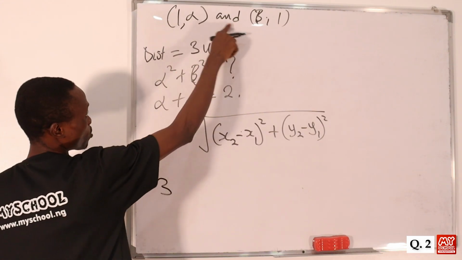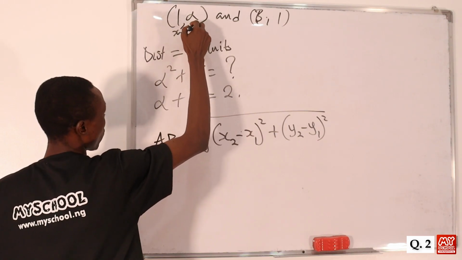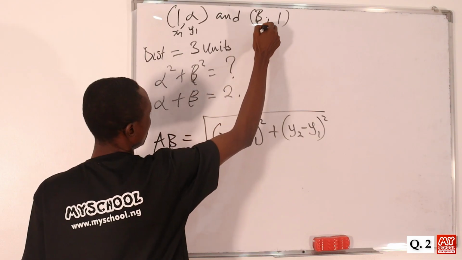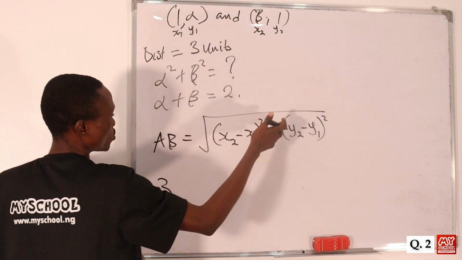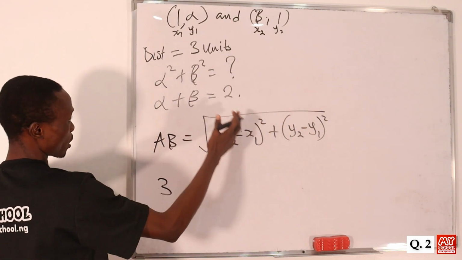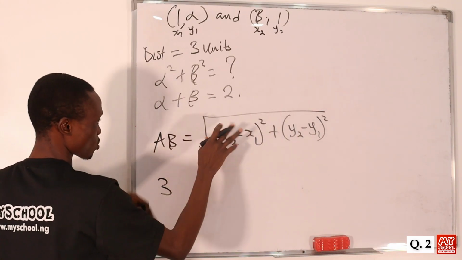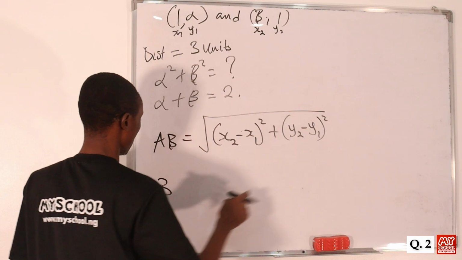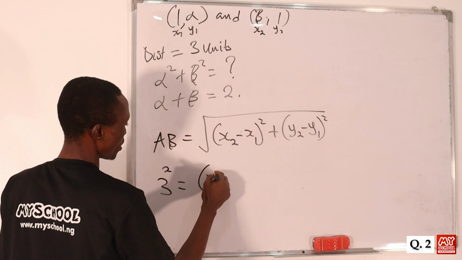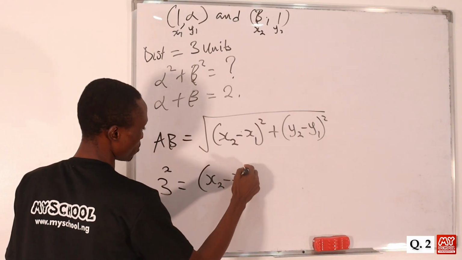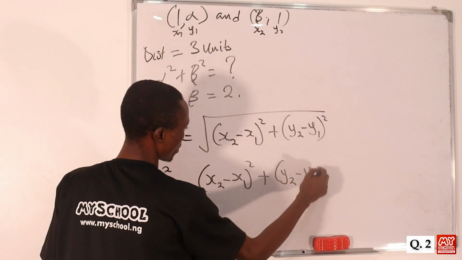And these are the coordinates of the points. So here we're going to call 1 X1, we call alpha Y1, then beta will be X2, then 1 here will be Y2. Basically we just substitute into this formula to calculate alpha squared plus beta squared. So let's take the square root of both sides so that we can open up this part. If we square this side, we'll be having 3 squared equal to X2 minus X1 in bracket square plus Y2 minus Y1 in bracket square.